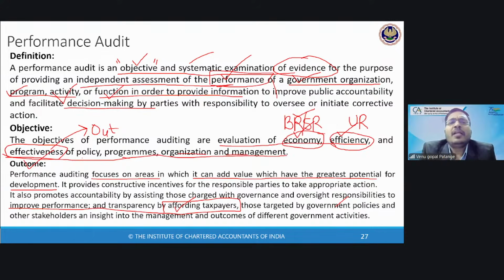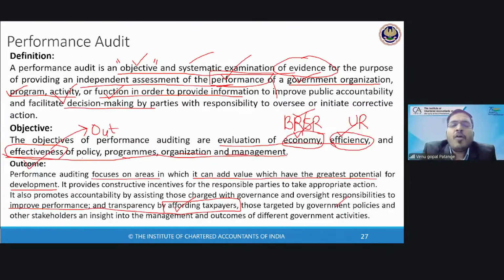Next, the same machinery was not utilized for 10 months. So are you utilizing it right? No. So in financial audit, will you make any point out of it? No. Compliance audit, no. But performance audit, yes. You are not utilizing a machinery for 10 months. It was idle, right? So you are not utilizing it right. So that is efficiency.